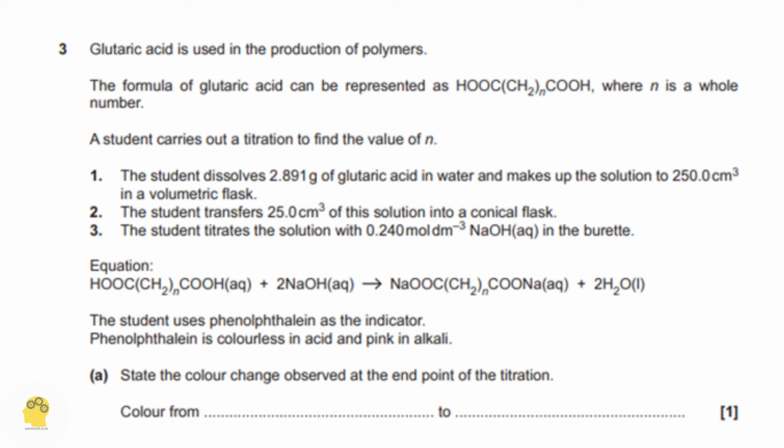So looking at the instructions, the phenolphthalein is first added to the acid that was measured out using the pipette into the conical flask. Then sodium hydroxide is added from a burette. So we're starting with acid, so the colour change will be from colourless, and then as alkali is added, at the end point it will turn pink.